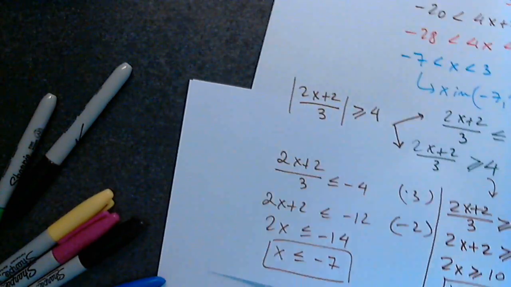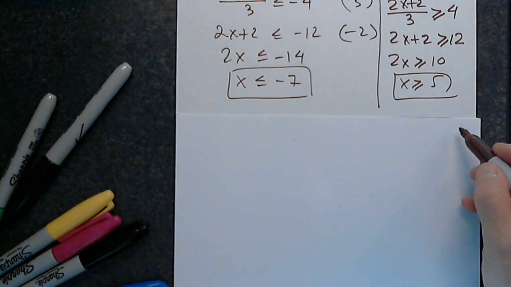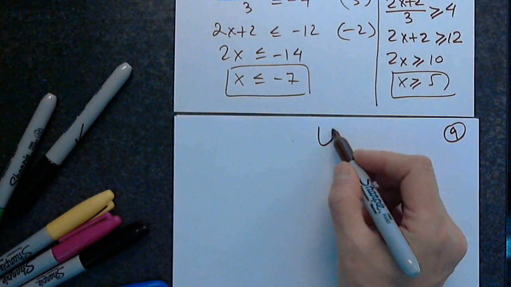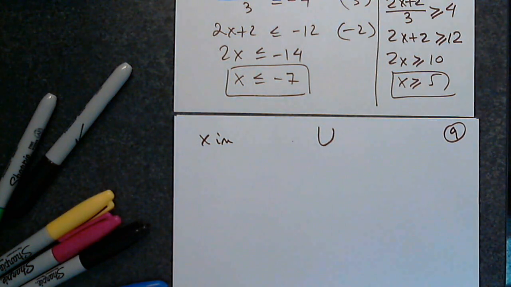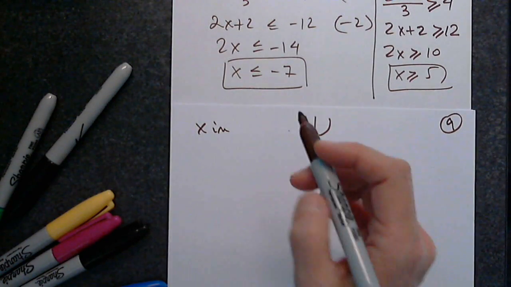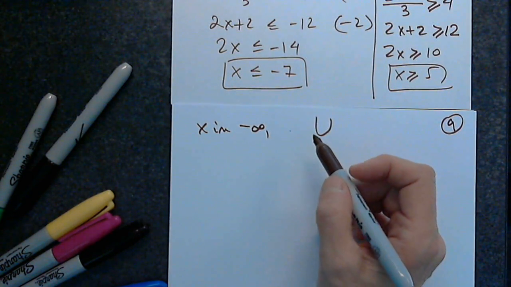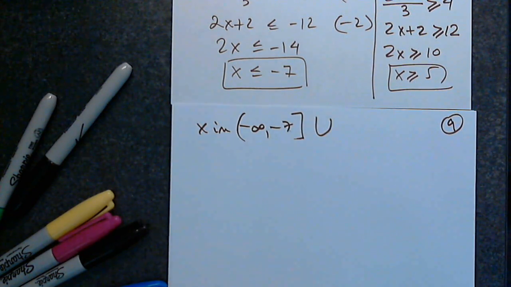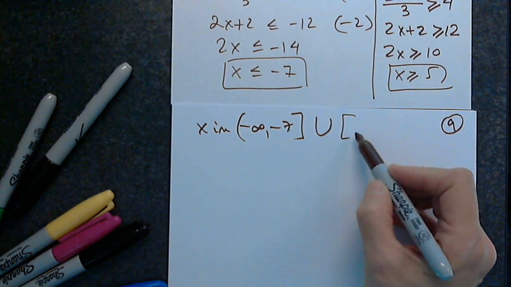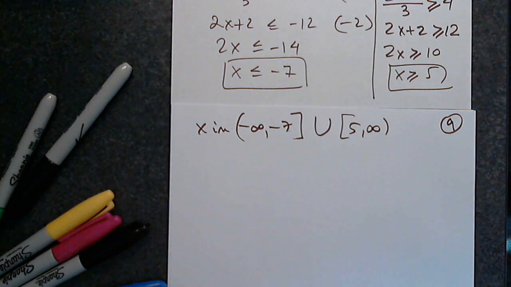What do I need to put these two together? What symbol do I have to use in this situation in order to put those two together? Union. So x is in the interval. Union. Perfect.